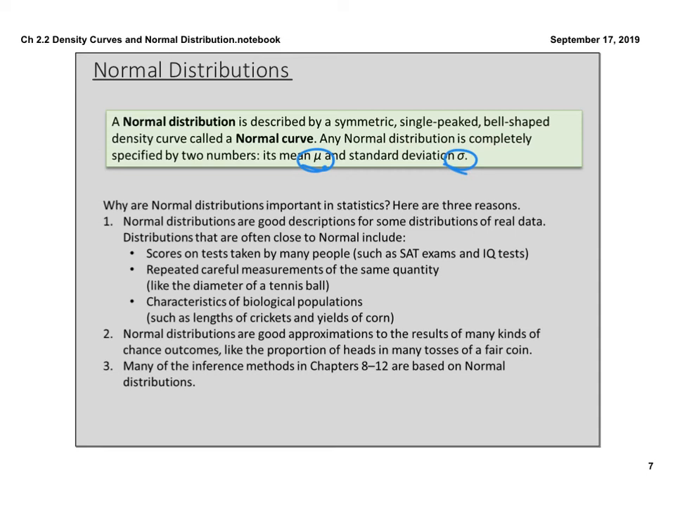Normal distributions are good approximations to the results of many kinds of chance outcomes, like the proportion of heads in many tosses of a fair coin or rolling a certain number on a number cube. You're going to get into inference methods in chapters 8 through 12 of our book, where we're basically only sticking in normal distributions.